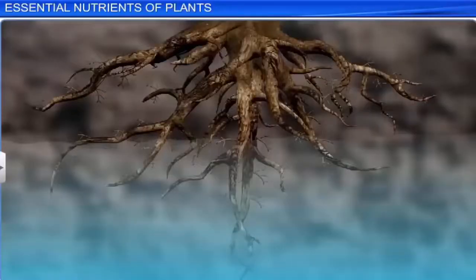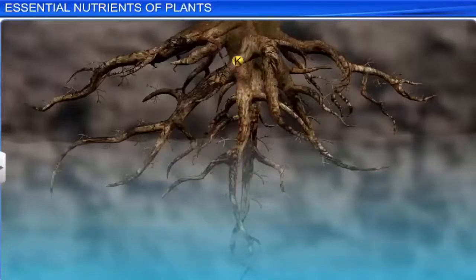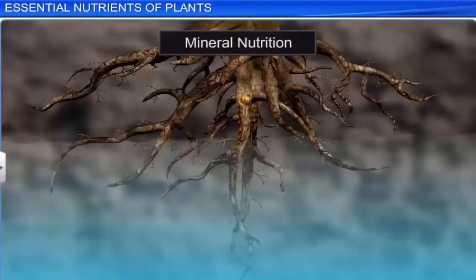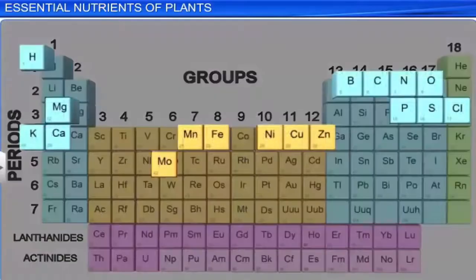As the sources of these inorganic elements are minerals, the elements are called mineral nutrients, and thus the nutrition is known as mineral nutrition. Roots absorb 60 of the 105 elements found in nature. However, only 17 of them are considered essential for plant growth and development.